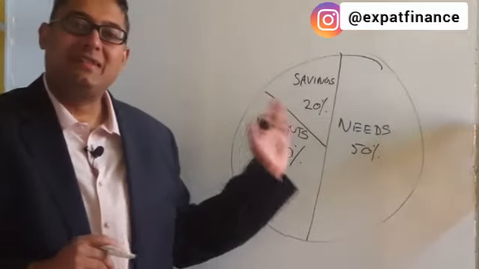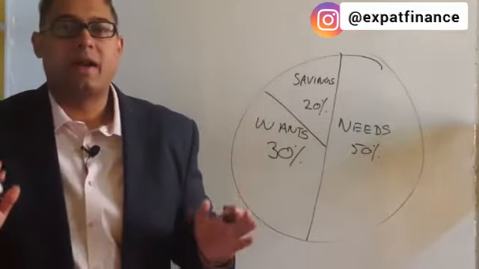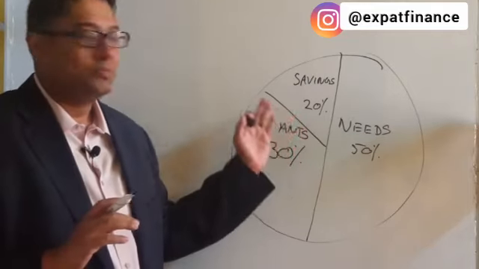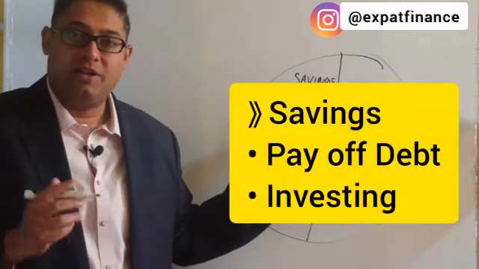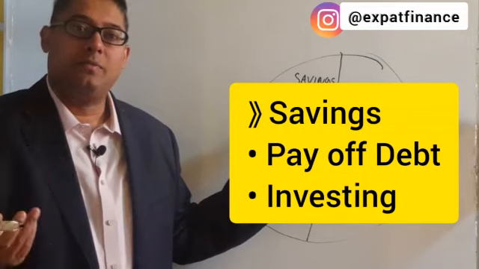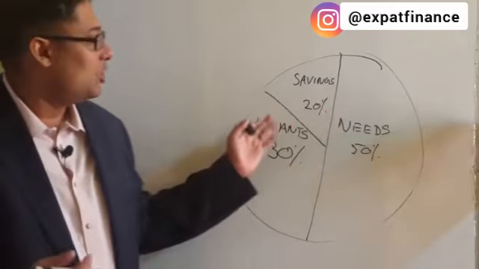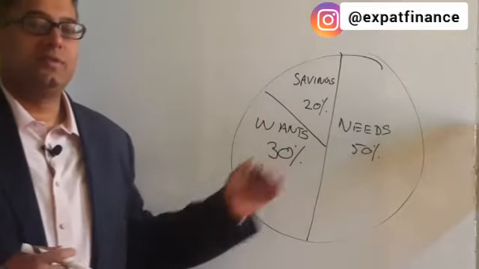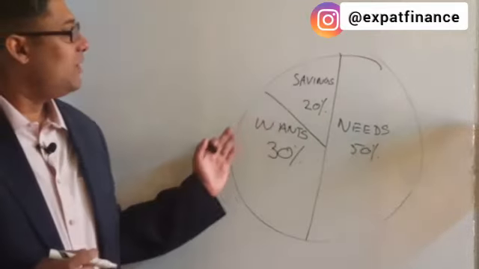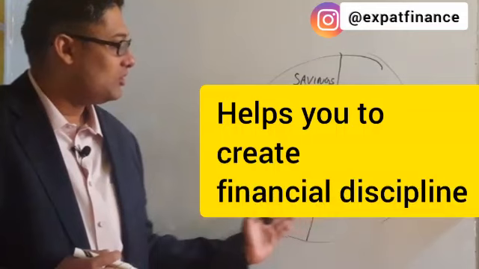Now, this 20% savings should not be just kept in your bank account. It should be used to pay off high interest debt, or you can invest that money, but ensure that 20% of your income goes towards that. This way, you'll be able to create financial discipline.